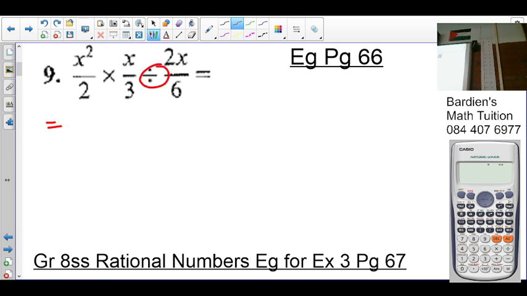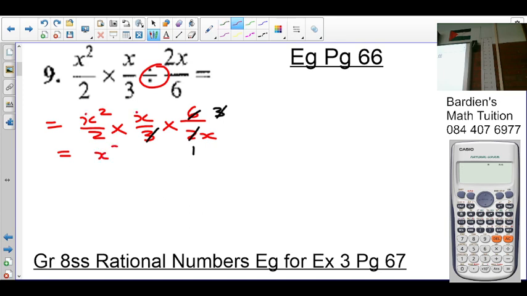Change to multiplication. Well, who got an answer here? What's your answer? Yes, Michael? Now, 2 and 4 can cancel, so you're going to get x squared over 2. Well done. So you're going to get x squared over 2 multiplied by x over 3 times 6 over 2x. See any of the numbers that can cancel? Yes. 2 goes into 2 once, 2 goes into 6 thrice, 3 cancels 3. So x squared times x over 2 times x. Where are the more x's? On top. So it's going to be x to the power 3 minus 1, which is x squared over.